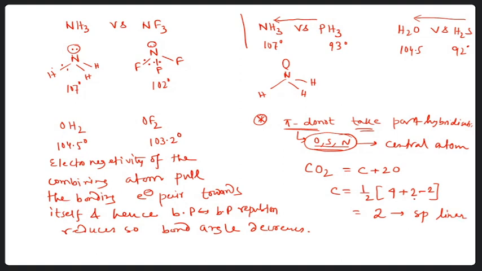Because the pi bond is not a determining factor for the hybridization as well as the geometry, the structure becomes O double bond C double bond O, to fulfill the valency. One is a pi bond, another one is a sigma bond.